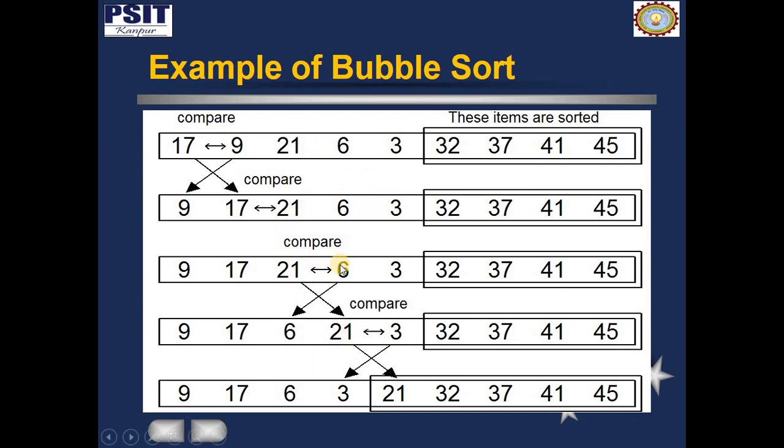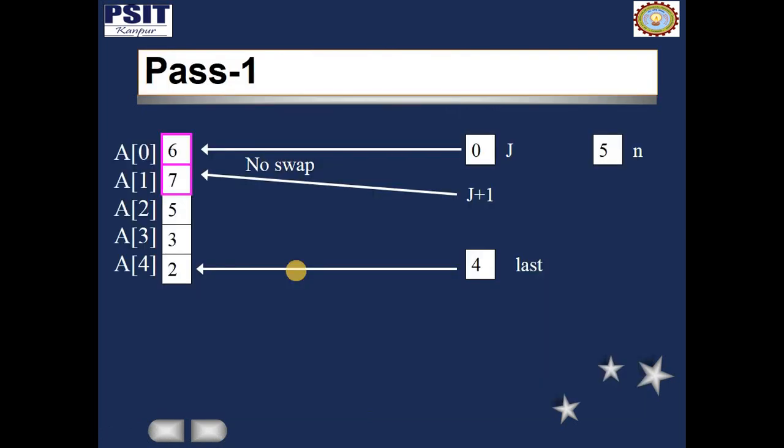So let us consider a new example and explain each and every step pass by pass. Let's say there are 5 elements, n value is 5, right? I'm going to sort this array which contains 5 elements, so here n value is 5.